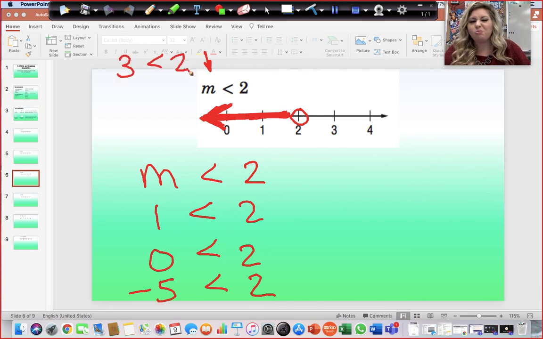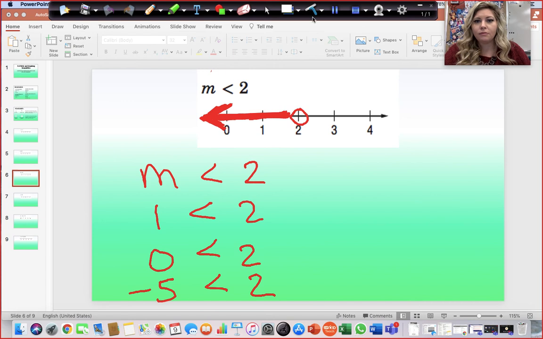But is 3 less than 2? No, that's not true. So I would not shade in the direction of 3 because 3 is not less than 2. 4 is also not less than 2. So I'm not shading in this direction because these numbers are not less than 2. Okay?